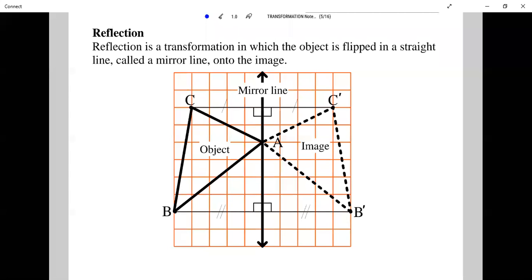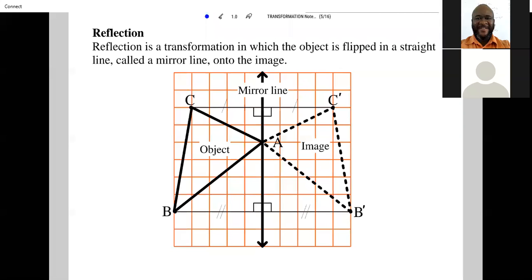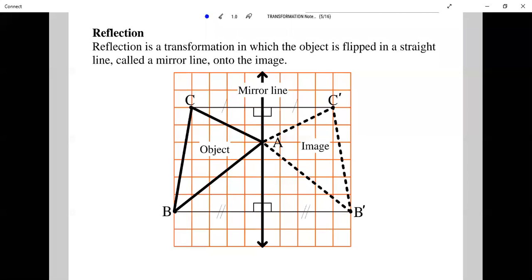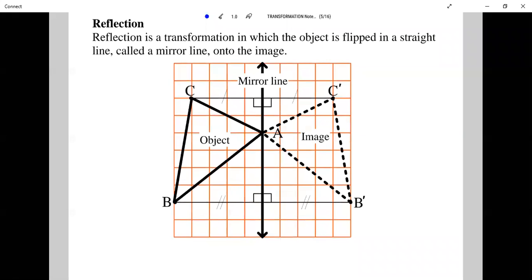All right, so let's begin reflection. This says, reflection is a transformation in which the object is flipped in a straight line called the mirror line onto the image. So here, a reflection is described as a flip, and literally it's like you have the shape on one side and you flip it in the mirror line. The object is flipped onto the image in the mirror line.